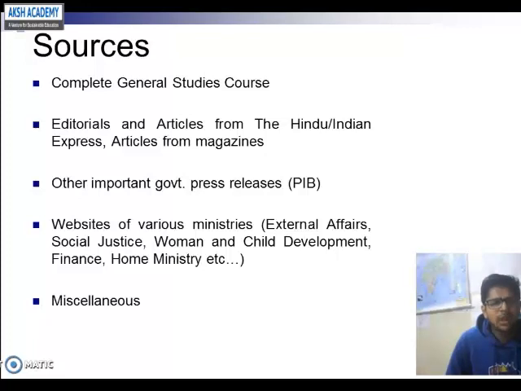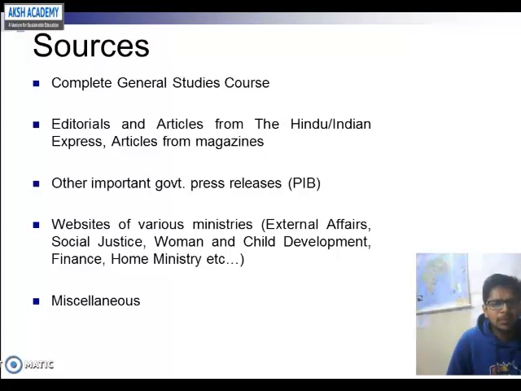The next one is editorials and articles from The Hindu, Indian Express, and articles from magazines. This will keep you updated about the present scenarios, what is happening in the society, what is happening in the country, and this will also help you in developing a perception. And developing a perception becomes very crucial when you are writing an essay.